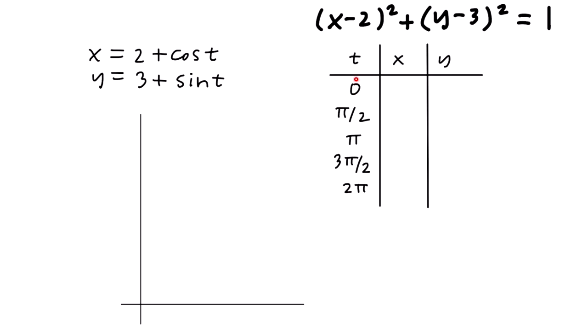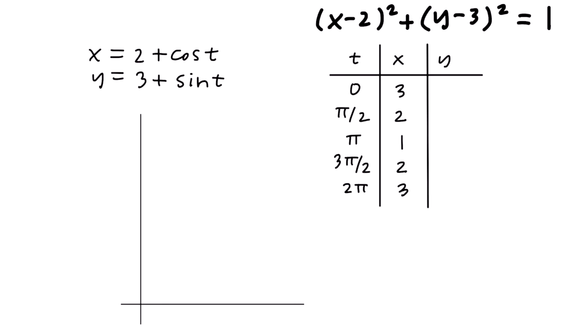So first, t equals 0, cosine of 0 is 1, 1 plus 2 makes 3. Next, plugging in pi over 2, cosine of pi over 2 is 0, so 0 plus 2 is 2. Then we have pi, cosine of pi is negative 1, so 2 minus 1 is 1. And then 3 pi over 2, cosine of 3 pi over 2 is 0, 2 plus 0 is 2. And when t is 2 pi, we get cosine of 2 pi is 1, and 1 plus 2 is 3.